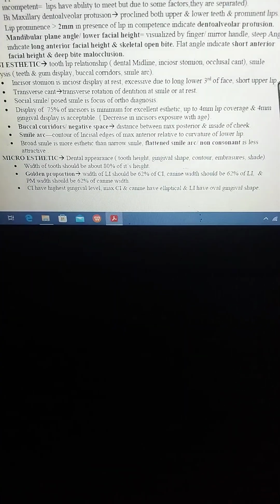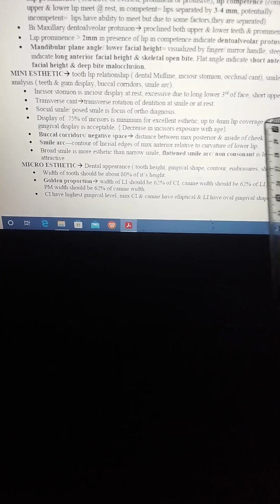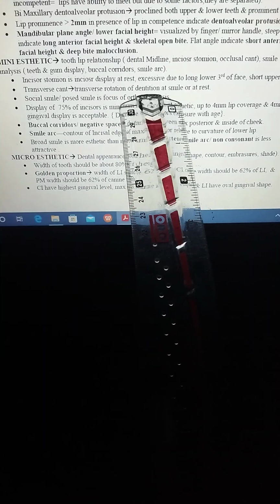Incisor stomion. What is incisor stomion? It is incisor display at rest. It is excessive due to a long lower third of face. When there is a longer face, there is excessive incisor stomion, meaning incisor display. There is also shortness of the upper lip. Okay. Transverse cant. What is transverse cant? Transverse rotation of dentition at smile or at rest is known as transverse cant.